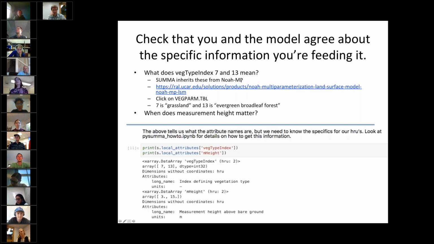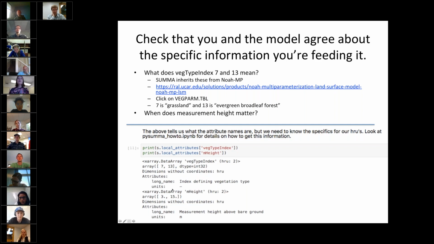SUMA tells you we got everything from NOAA MP. You then look up the documentation for NOAA MP, and if you go to this link and click on the vegetation parameters, you can learn that 7 is grassland and 13 is evergreen broadleaf forest. There's also evergreen needle-leaf forest. If you're curious, I will let you go to NOAA MP and figure out what is the difference between a broadleaf versus a needle-leaf evergreen forest. But this is how you can figure out what that is.